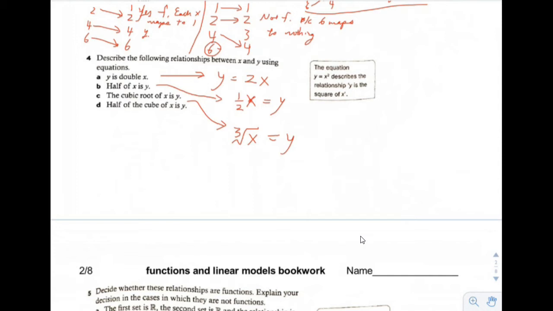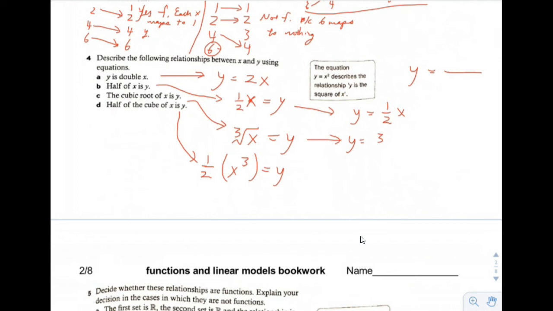Okay? Half of a cube of x is y. A cube of x is like that. Half of a cube of x is y. Okay? And normally with functions we write y first, like y equals something. So for these that are reversed, you could just reverse it and say, hey, the function is y equals 1/2 x. The function is y equals the cube root of x. And y equals 1/2 x cubed. Okay? And that's it for page 1.